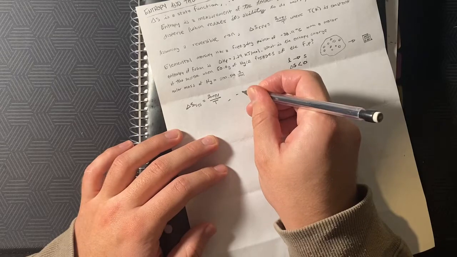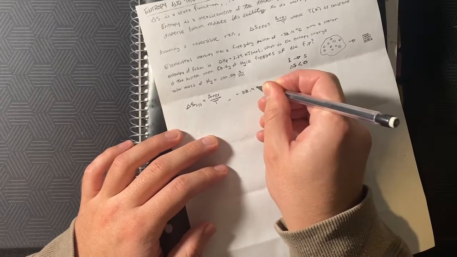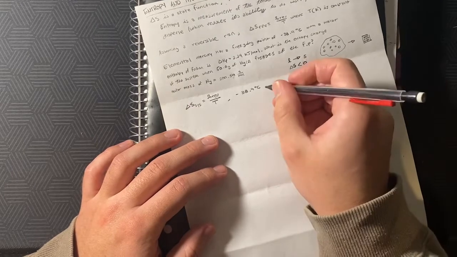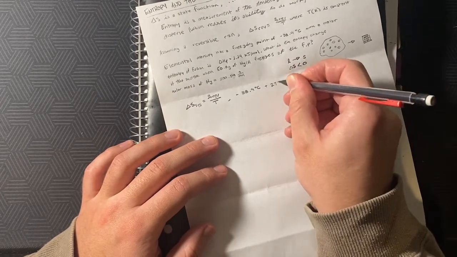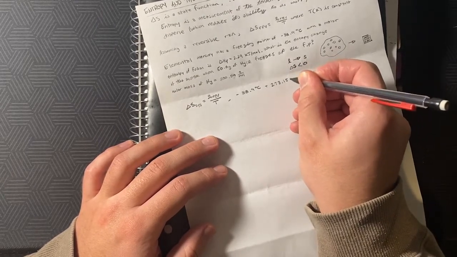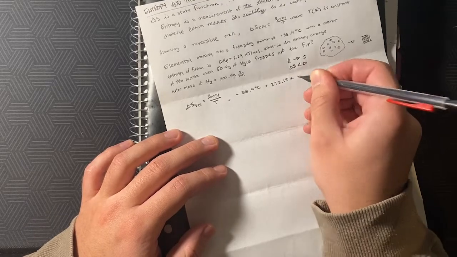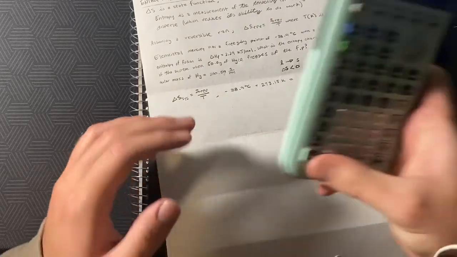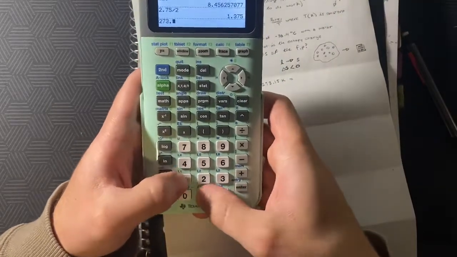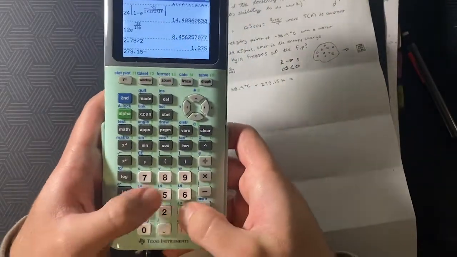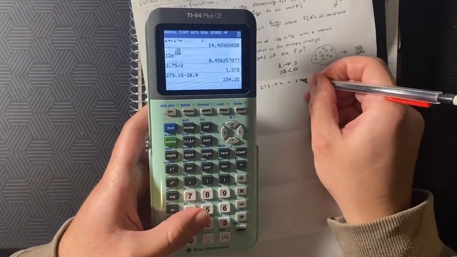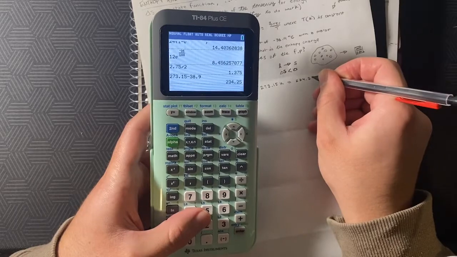T was given to us in Celsius. So we have negative 38.9 degrees Celsius, and we need to convert this into Kelvin. So what we do is we add 273.15, and I'll grab my handy calculator for this. So we have 273.15 minus 38.9, and this gives us 234.25 degrees Kelvin.